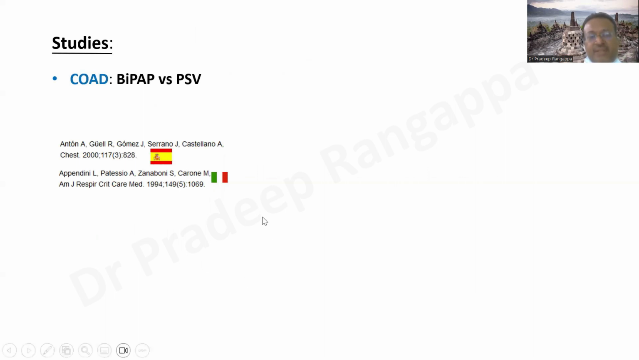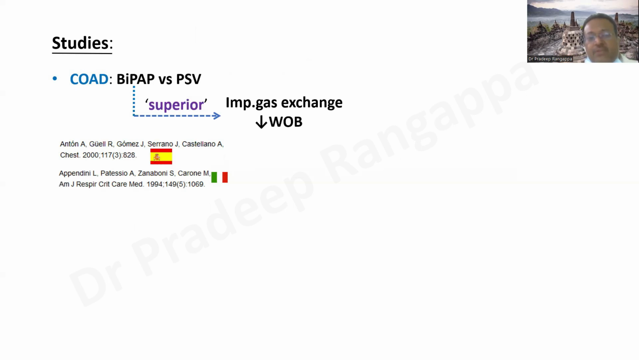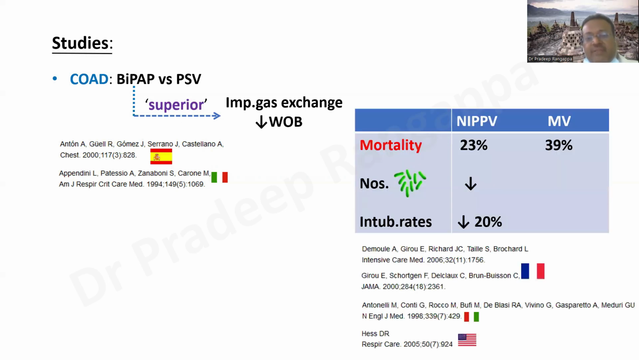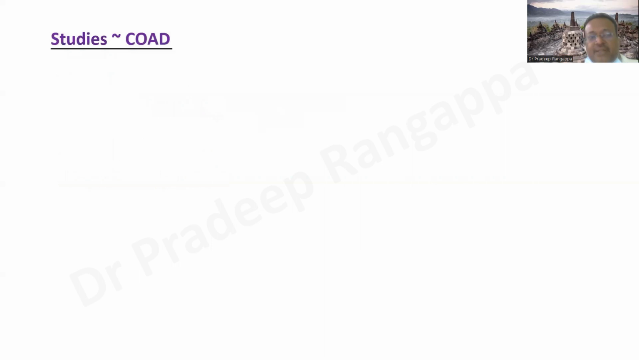In COPD, these are the studies which have shown BiPAP is better than CPAP or pressure support with regards to outcomes, and BiPAP is shown to be superior in improving gas exchange and in reducing the work of breathing in patients with COPD. These are the studies which have shown that in COPD, the use of non-invasive ventilation significantly reduces the mortality, significantly reduces the risk of secondary infections, and significantly reduces intubation rates by 20% with the usage of NIV in COPD as compared to mechanical ventilation.